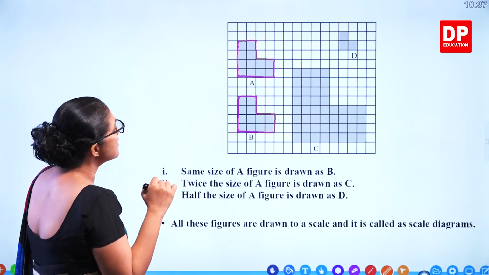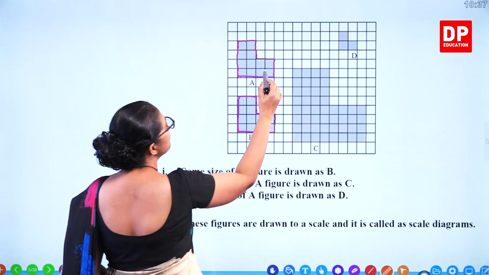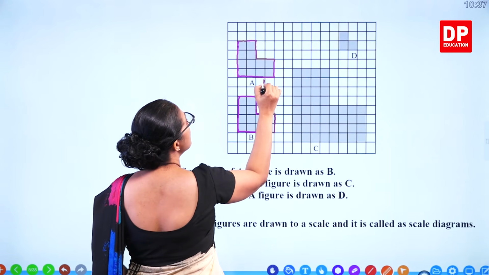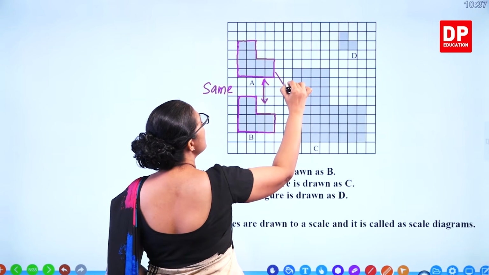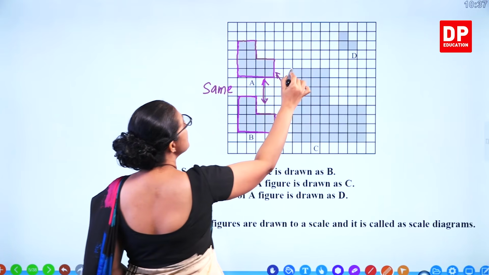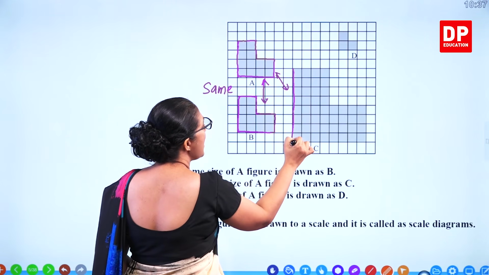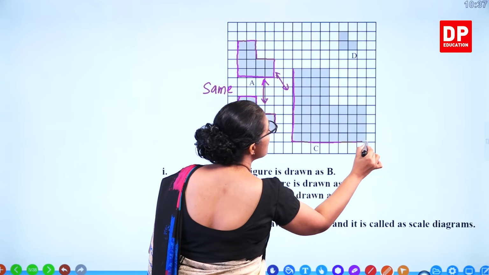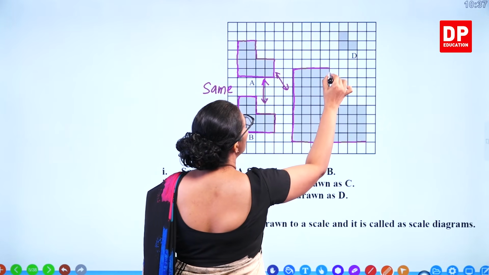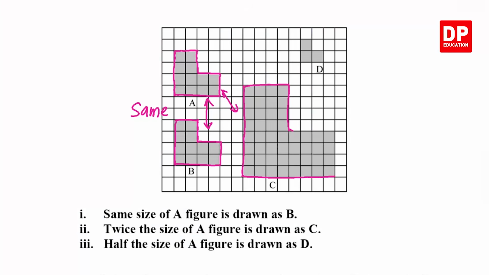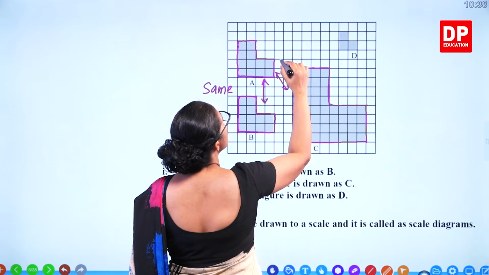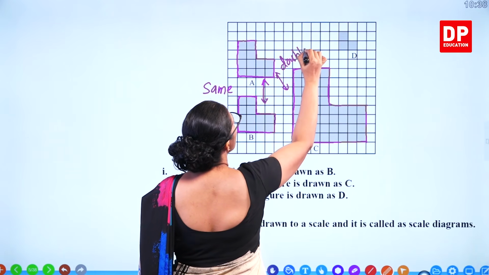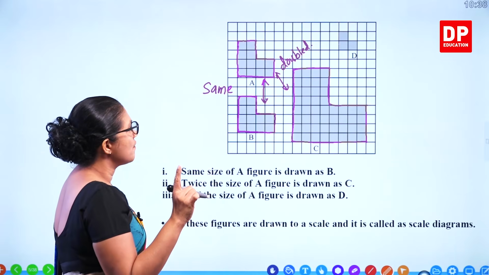Now, when you look at A and C, what can you say about this one? Here to here, same. A to C, here to here. See this side 4, this side 2, 3, 4, 5, 6, and 8. Here 4, this side also 8. This is 4. So all sides are doubled, twice as A. So the size is also twice as A. So this is doubled, or twice the original one.